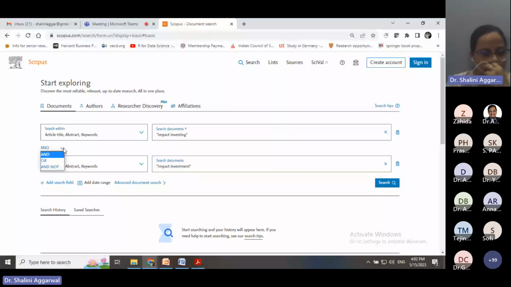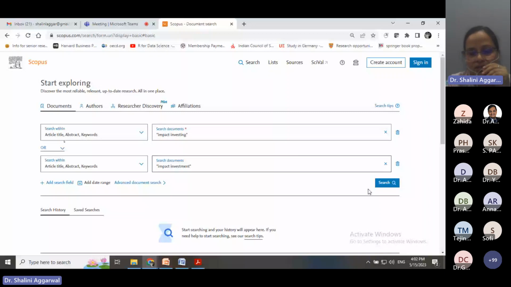Let me repeat this again. The Scopus database consists of a huge number of papers already written by different authors, right? So we have to search this database for papers related to the topic called impact investing or impact investment. We search for already existing papers with these keywords. Here I have selected article title. This can be the article title, abstract or keywords, for impact investing or impact investment.